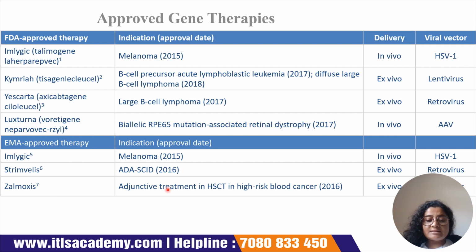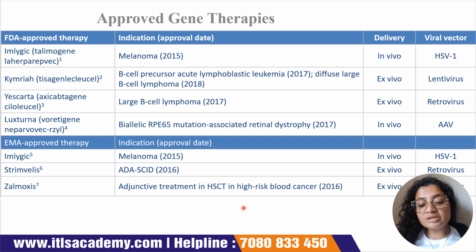Then we have Strimvelis. The indication is ADA SCID, that is adenosine deaminase deficiency SCID, approved in the year 2016. Delivery will be ex vivo, and the viral vector will be retrovirus. And lastly, we have Zalmoxis, which is used for adjunctive treatment. Adjunctive means additional or extra. Okay, additional treatment in HSCT in high risk blood cancer, approved in the year 2016. HSCT stands for hematopoietic stem cell transplantation, which is very common as a means of treatment of blood cancer nowadays. It will be done ex vivo, and the viral vector used will be retrovirus again.